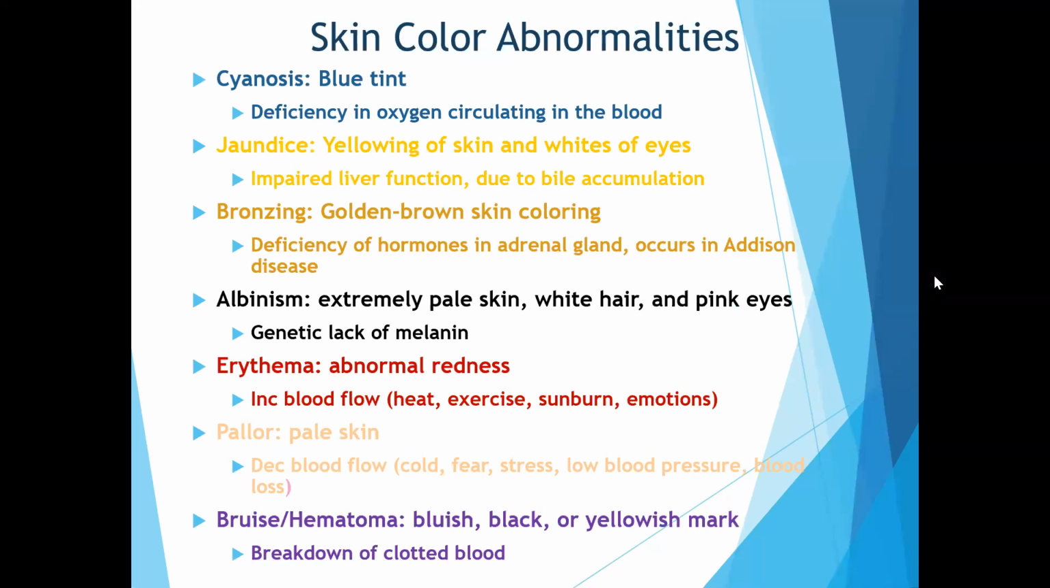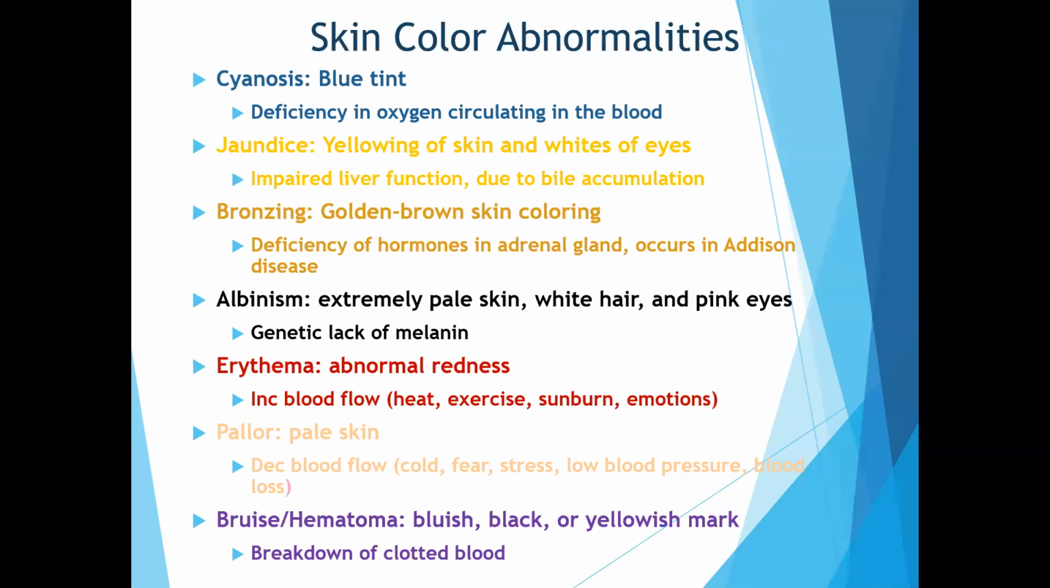All right, we're going to discuss some skin color abnormalities. I think this is really good to know because there's a little bit more clinical application to it. So cyanosis is a blue tint, and that is a deficiency in oxygen. That's why when you see someone choking on something, they get that blue in the face look.